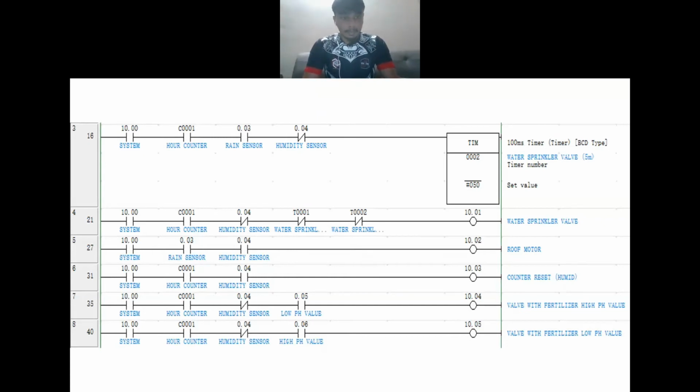And same as rung 7, in rung 8 the high pH value switch will be turned from 0 to 1, so that the fertilizer valve, the valve with low pH value fertilizer, will trigger and open and flow through the crops.